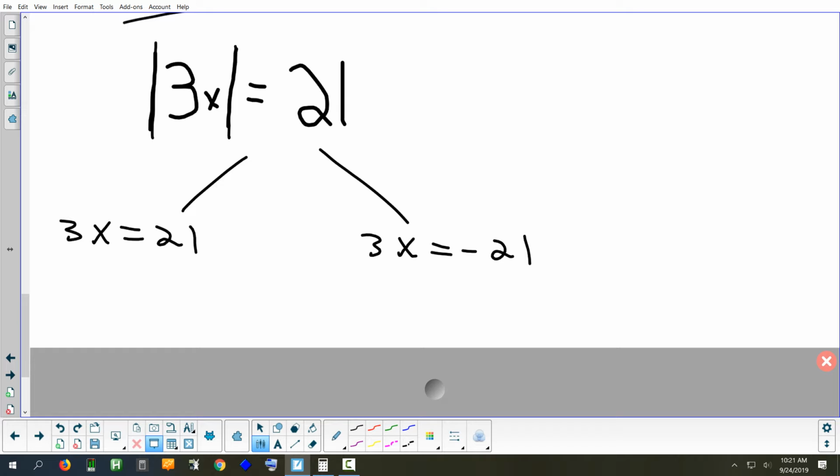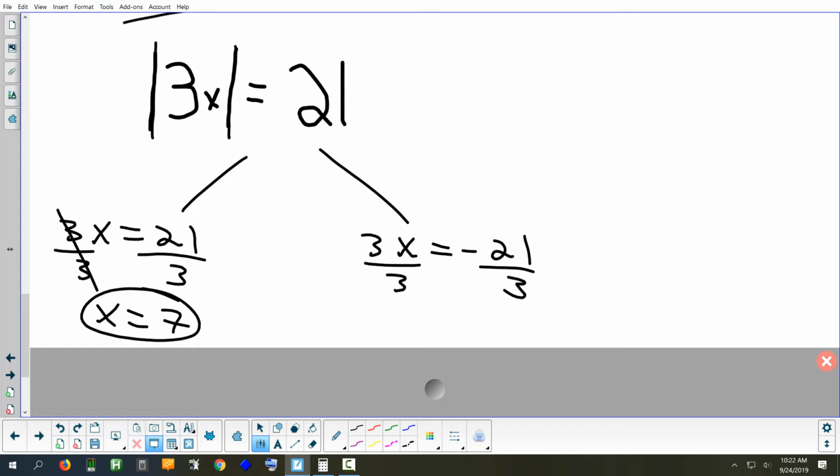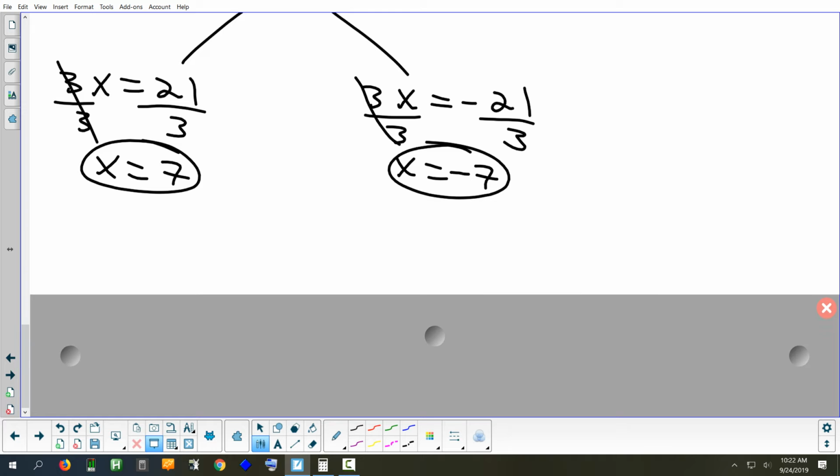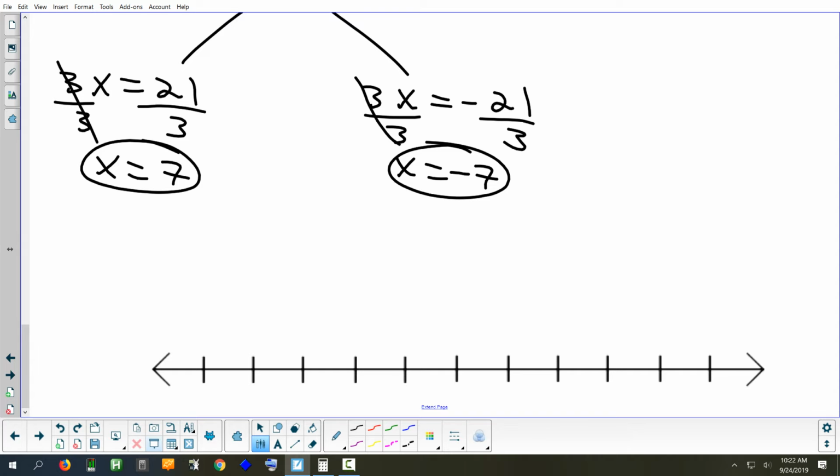What's going to be the one step to solve both of these? Just one step. And what are you going to divide by? Perfect. So Julia told us divide by 3. Divide by 3. If you want, just do it over here at the same time. And 21 divided by 3, when I walked around, most people got 7. And this is negative 21 divided by 3. Negative 7.